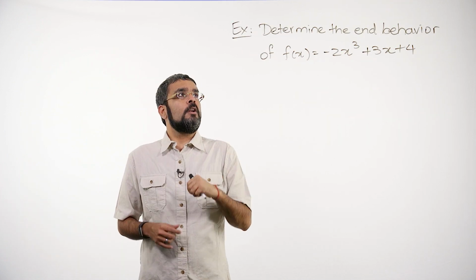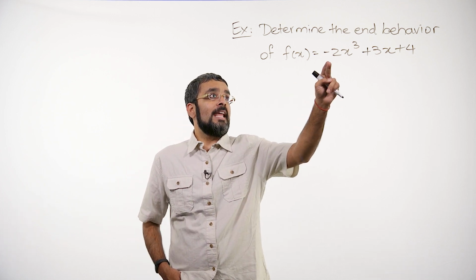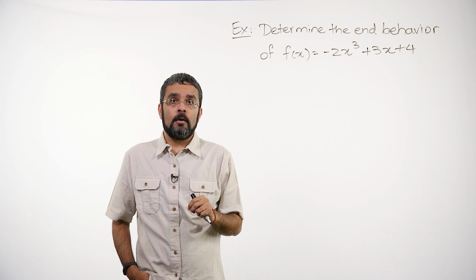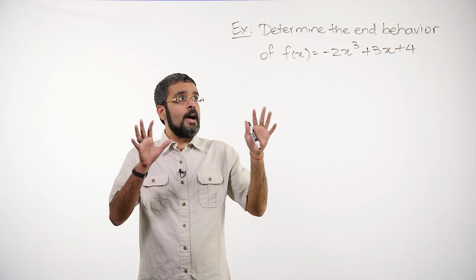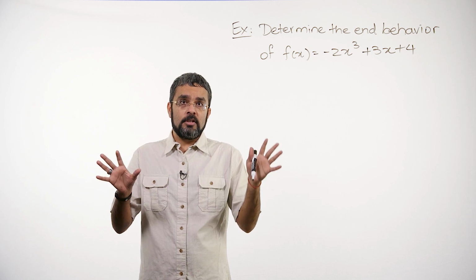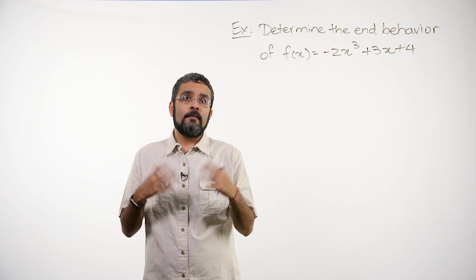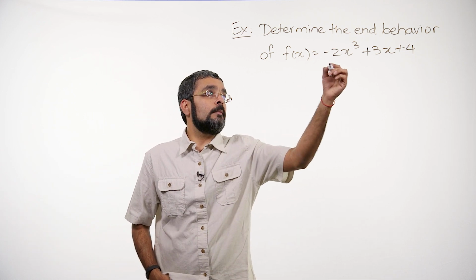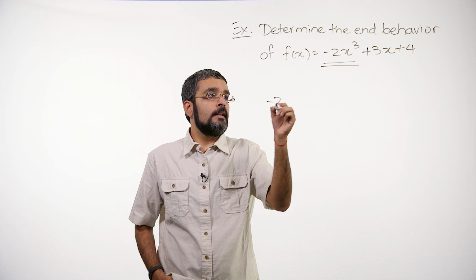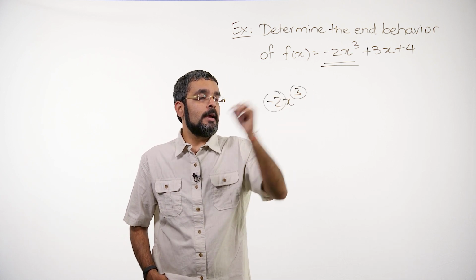So in this video, we're going to look at how to determine the end behavior of the polynomial negative 2x cubed plus 3x plus 4. We looked at the previous video where we had a theory-based determination of how, by looking at a and looking at n, I can figure out what the polynomial behaves like. So here, if I look at my leading term, it's negative 2x cubed. So this is my n and this is my a.